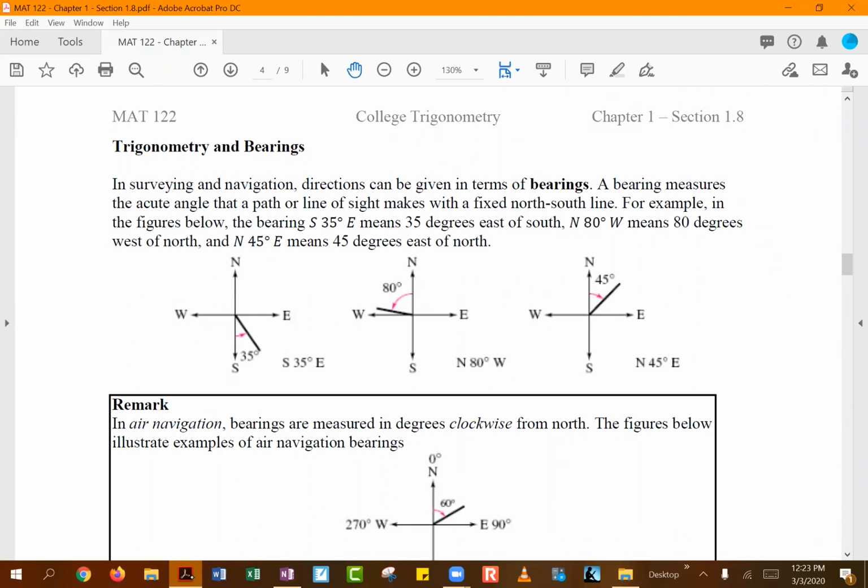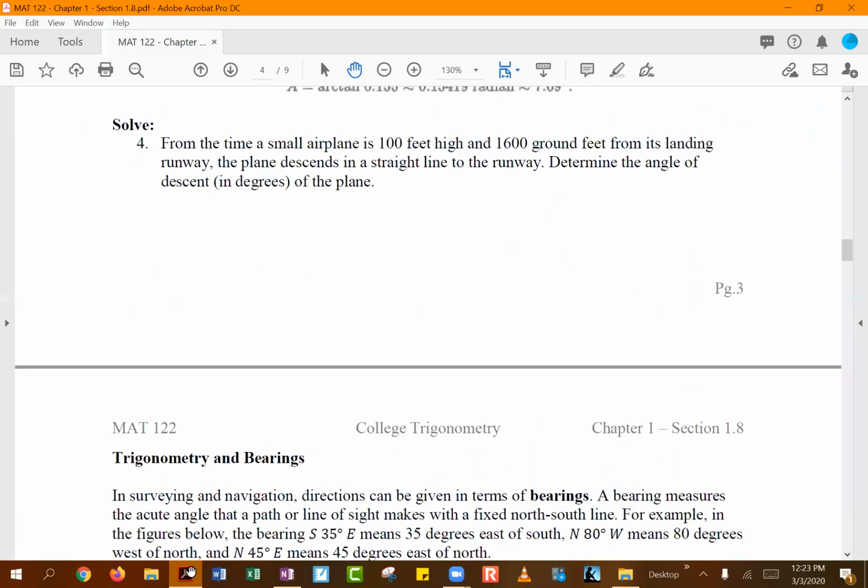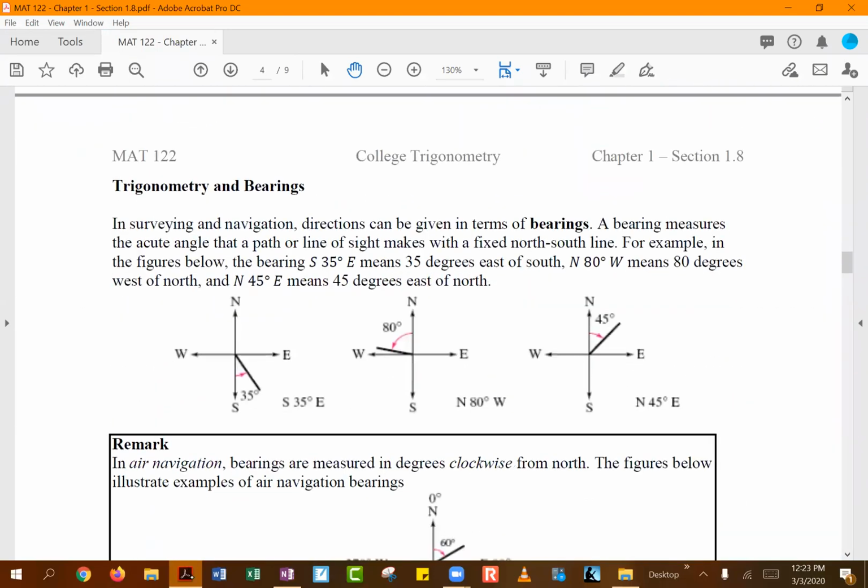Okay. Now, this part here, we are getting into bearings, which is, of course, when we talk about directions for surveying and navigation. They're basically saying a bearing measures the acute angle that a path or line of sight makes with a fixed north-south line. So your bearing is going to be an acute angle. Remember, acute means less than 90 degrees, right? That's the angle the path or line of sight will make with your north or south line.